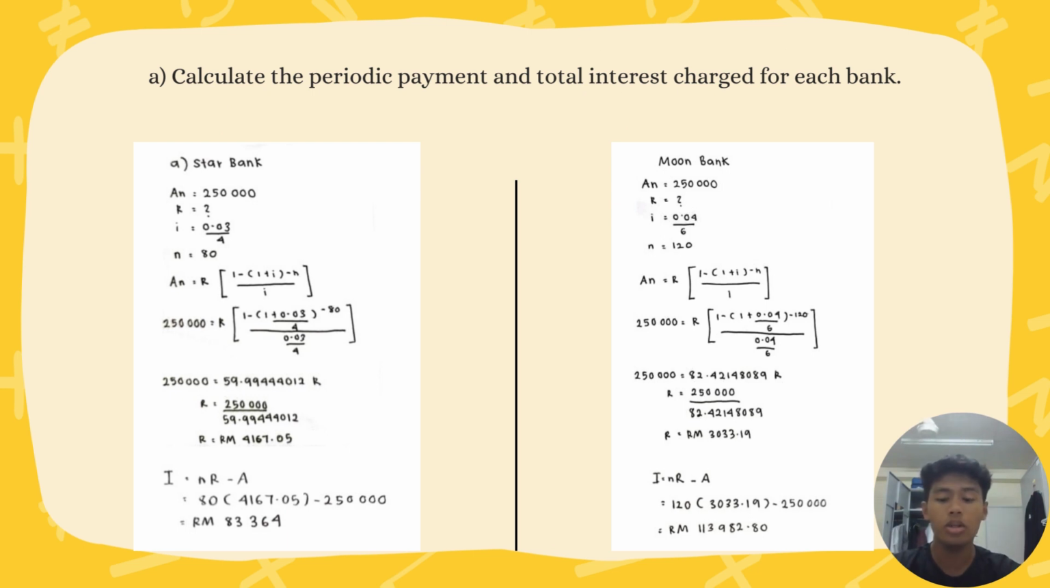Then for the second task, you need to search for the interest charge. List down the formula first. You will use the interest charge formula, which is I equals nR minus A. Put the information into the formula, which is 80(4167.05) minus 250,000. Then solve the equation. Star Bank interest charge is RM 83,394. Then apply the same steps to Moon Bank. You will get the periodic payment for Moon Bank is R equals RM 3033.19. Then the interest charge for Moon Bank is RM 113,982.80. That's the answer for this question.